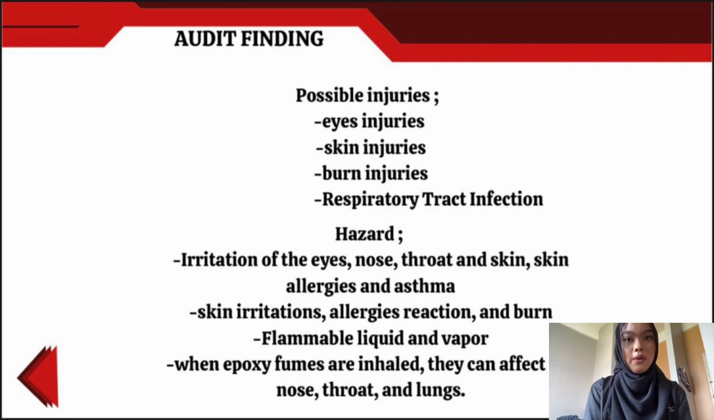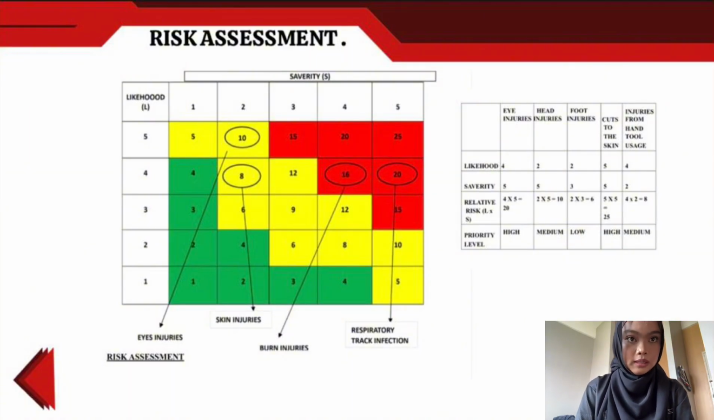Our audit has identified several possible injuries, such as eye injuries, which are caused by direct contact with chemicals or fumes, skin injuries such as irritation, allergies, or burns due to chemical exposure, burn injuries which may occur from flammable liquids or vapor, and respiratory tract infection which can result from inhaling harmful fumes like epoxy vapor. Next, we did a risk assessment. From the matrix, we can see that eye injuries are at medium risk level, skin injuries and burn injuries are at medium to high risk level, and respiratory tract infection is at high risk level. This shows that without proper control measures, workers are exposed to significant risks.